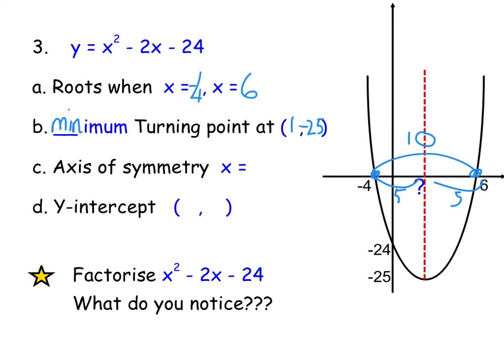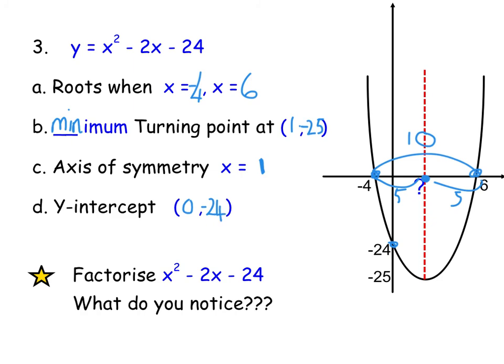Okay? The axis of symmetry is that red dotted line. Now we already worked out that bit in the middle there was the number 1. So your line of symmetry is x equals 1. And then the y-intercept is marked on at negative 24 here. So that is 0, negative 24.